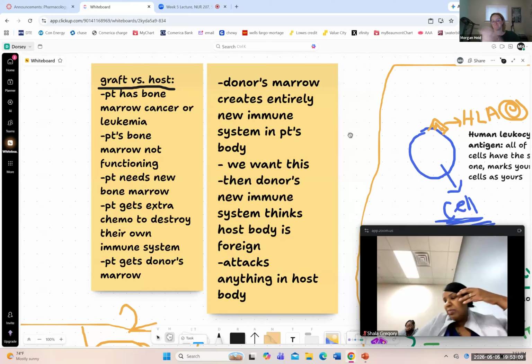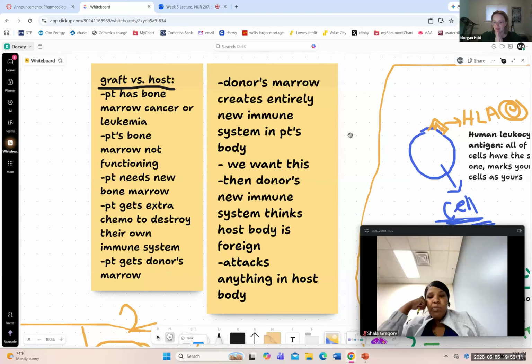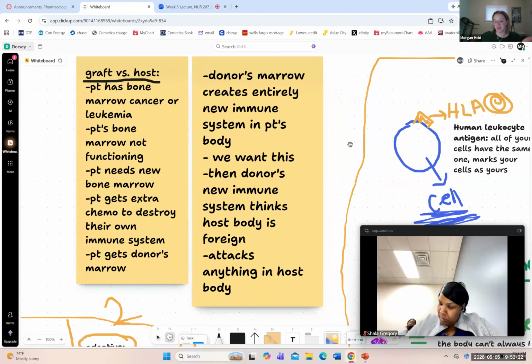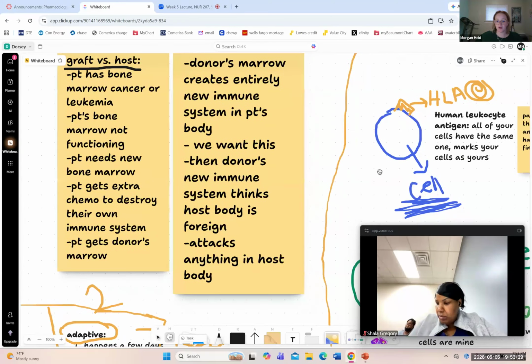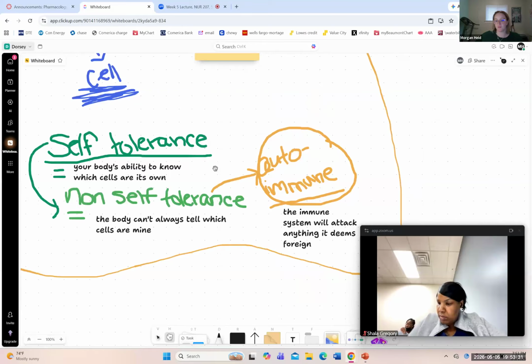How do I treat this? With an immunosuppressant. I want to suppress that new immune system I got. Because if the immune system's not as strong, can it attack the body as much? No. And then it won't do as much harm. Same thing over here when we have an autoimmune disease. I take an immunosuppressant to tame down my immune system so there's not as much immune system to attack my own cells.